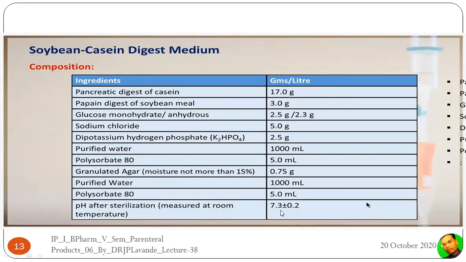So again, it is close to the neutral pH, but it is slightly more alkaline than that of the fluid thioglycolate medium. In case of fluid thioglycolate medium, it was 7.1. In case of soybean casein digest, it is 7.3. And all the individual ingredients have been taken in this much quantity respectively.